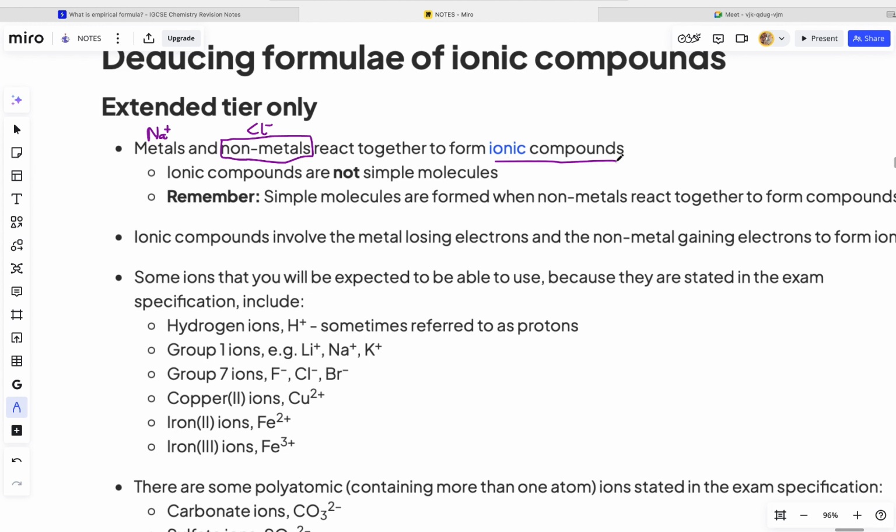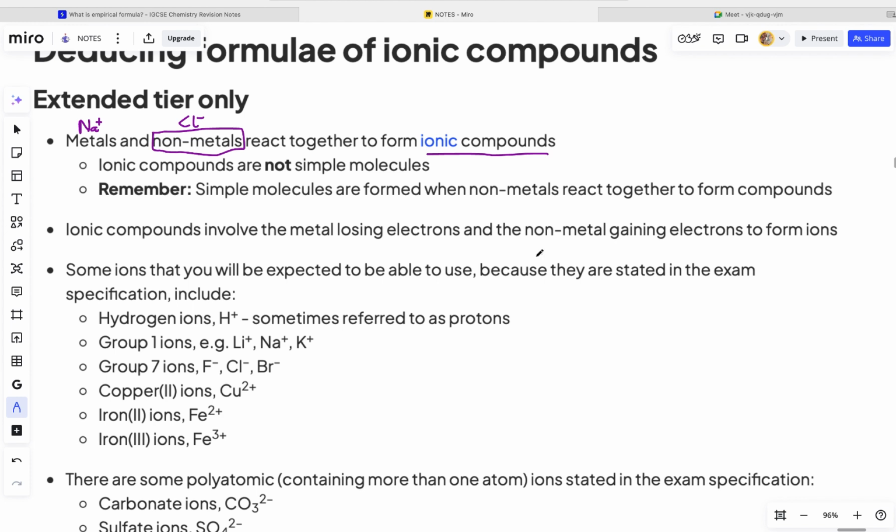When they form ionic compounds, ionic compounds are not simple molecules. Let's remember, molecules are formed when non-metals react together to form compounds. But ionic compounds involve metals losing electrons and the non-metal gaining the same equivalent electrons that the metals have lost, to form ions. When a metal loses electrons, it forms a positive ion. When a non-metal gains electrons, it forms a negative ion, like I have shown here.